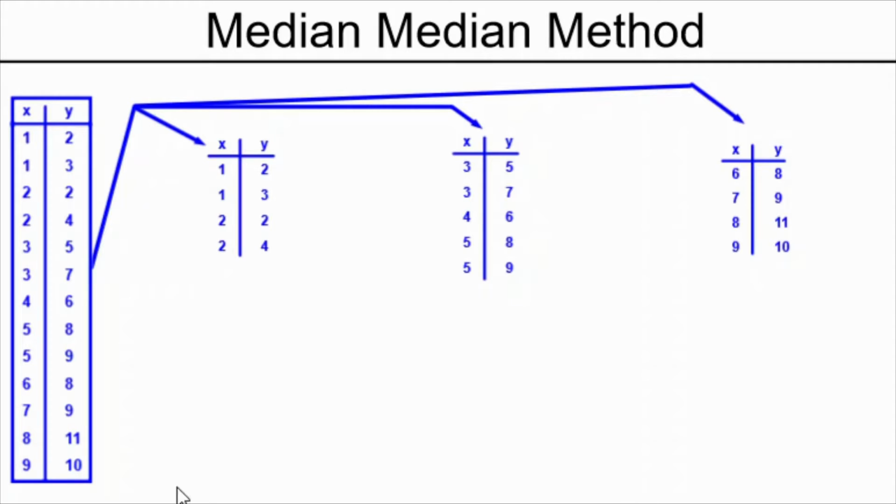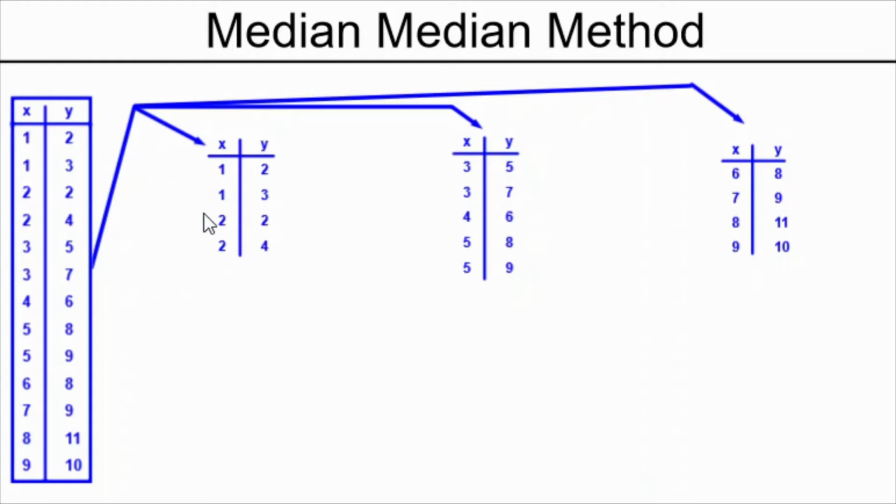Today's Daily Dose of Math is an example of using the median-median method to find the equation of the regression line from a table of values that goes with a scatter plot. Here we have a table of values. The first thing that we did was to make sure that the table's points are arranged in increasing order of x, with the y's staying with their x's.